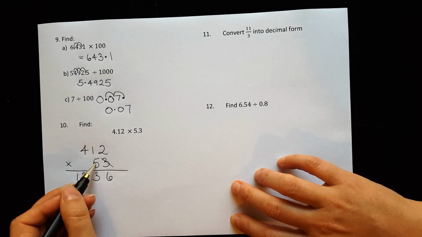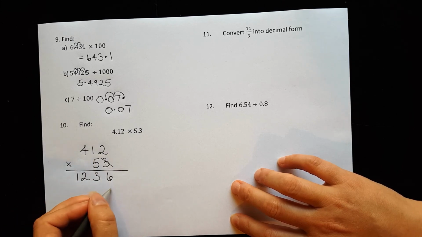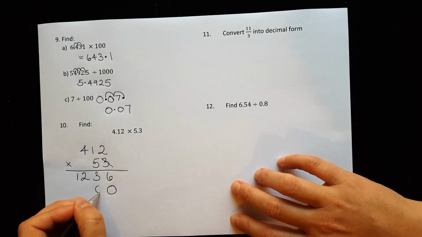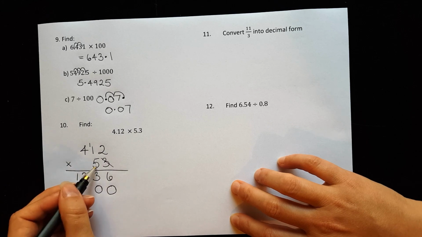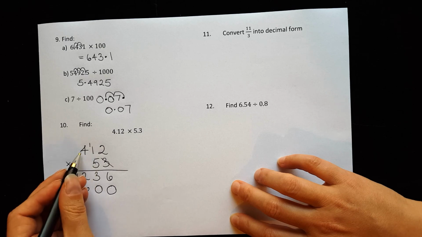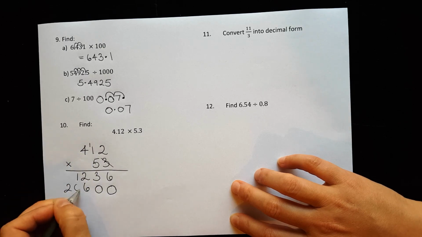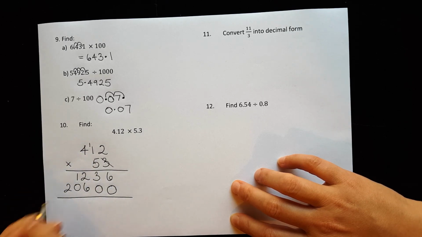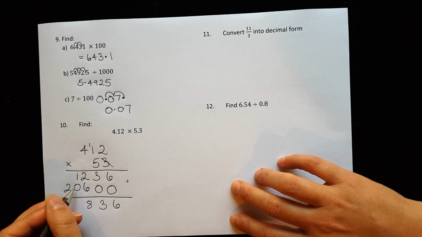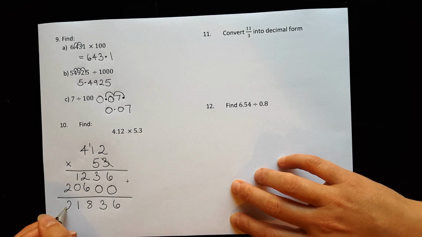We've multiplied that. Now we want to do the 5. Because it's in the tens position, we put a 0 down first. 5 times 2 is 10. Carry the 1. 5 times 1 is 5, plus the 1 is 6. 5 times 4 is 20. Okay, we want to add those numbers together. 6 plus 0 is 6. 3 plus 0 is 3. 2 and 6 makes 8. 1 plus 0 is 1, and 2 and nothing is 2.